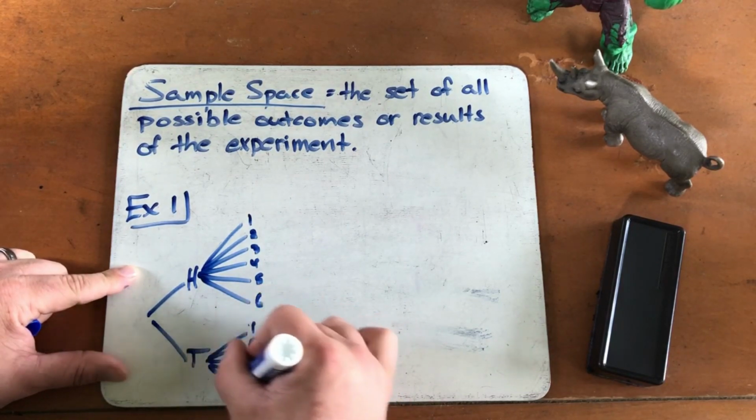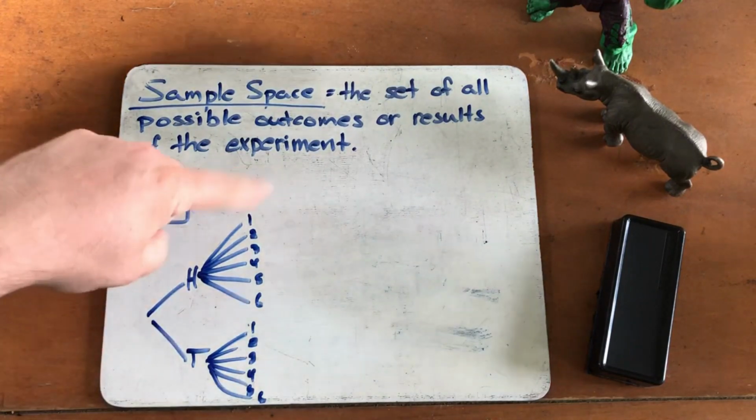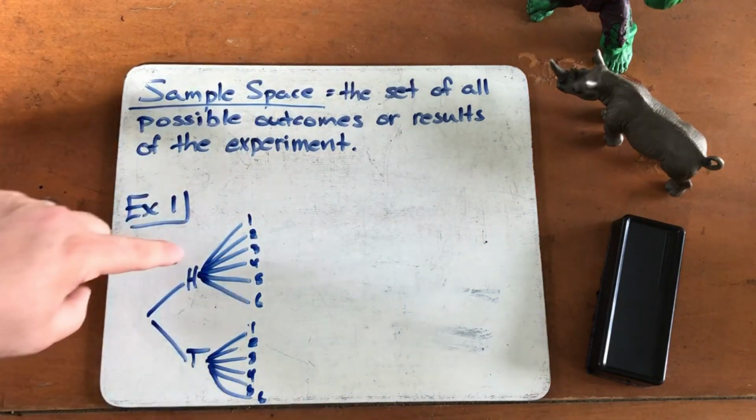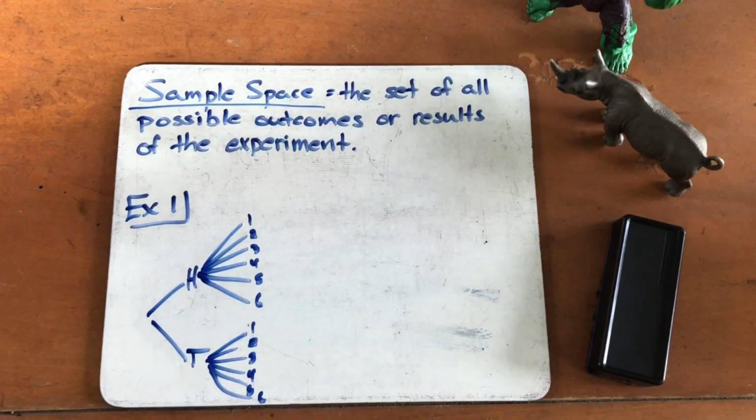Now I messed up drawing my tree a little bit, but if I follow a branch, that tells me outcomes. I could flip a heads and roll a 1. I could flip a tails and roll a 6. So there are multiple different outcomes, but there are 12 total, and I would have to do a tree to find out what each outcome is.